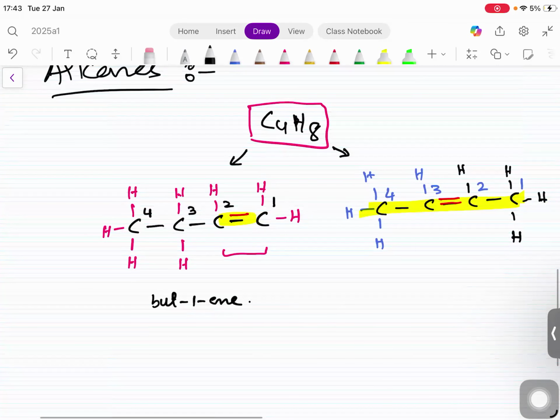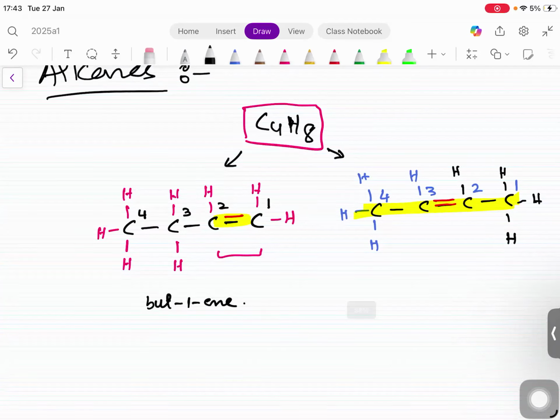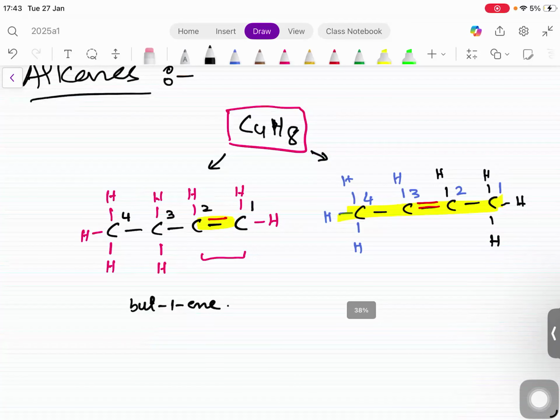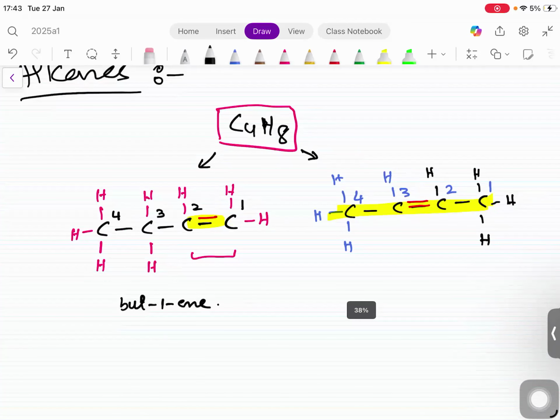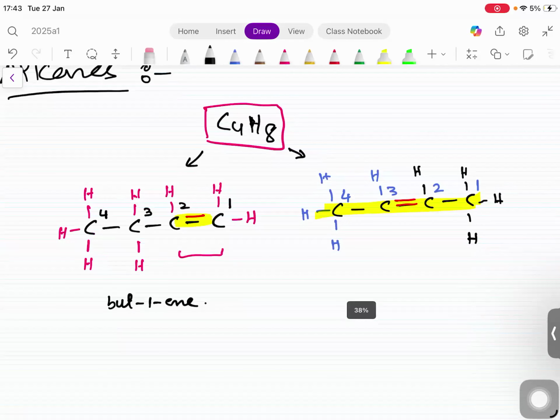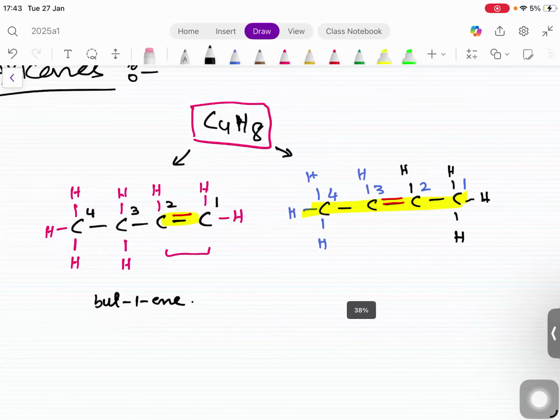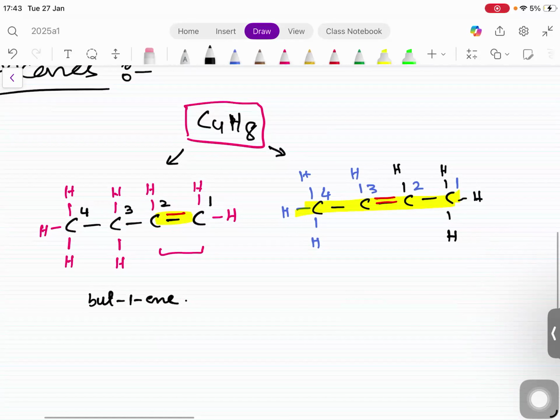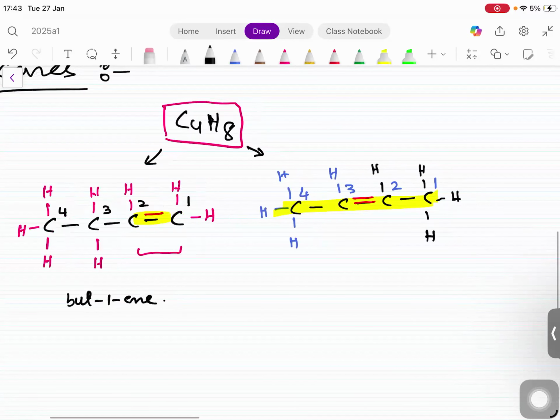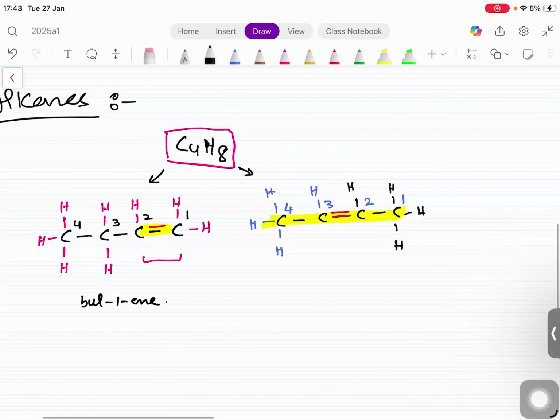What about if I start the chain from the other side? I have to see which side the double bond is near. One, two, three, four. So now where is the double bond? Between carbon number 2 and 3, and the smaller one is 2. So this compound is named but-2-ene.